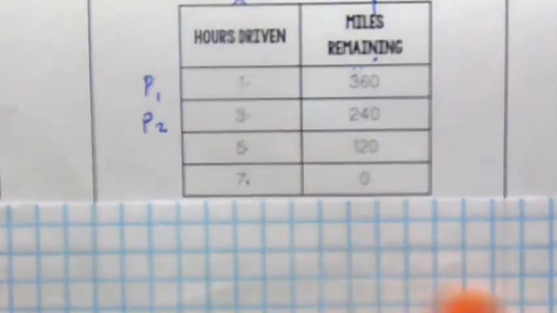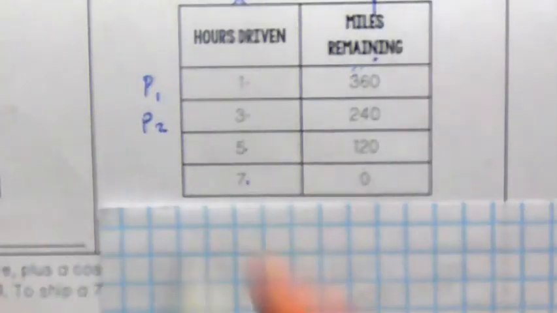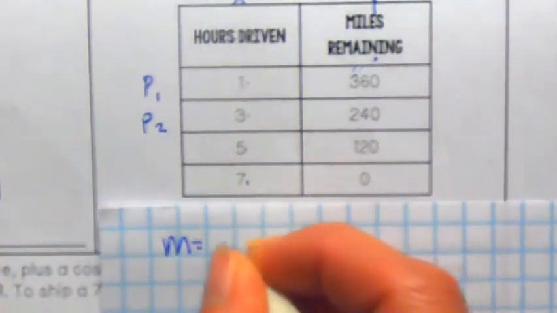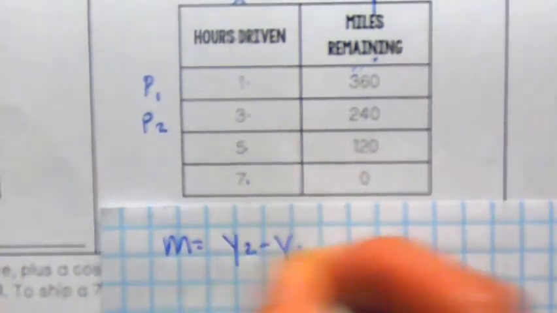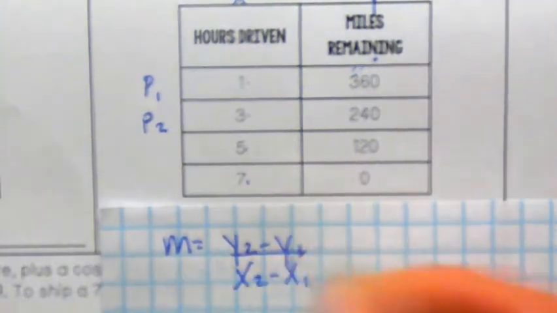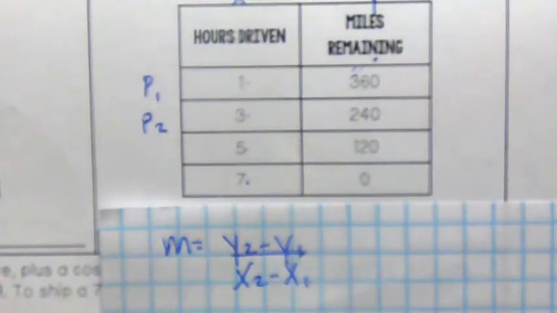Okay, I'm going to scoot you up. All right, slope formula. You guys have this memorized yet? I should think you've seen it enough times. Okay, I've got points 1, 2. I just took the first 2 points again to keep my math easy. So my first point is (1, 360) and my second point is (3, 240). That's X1, Y1, X2, Y2.